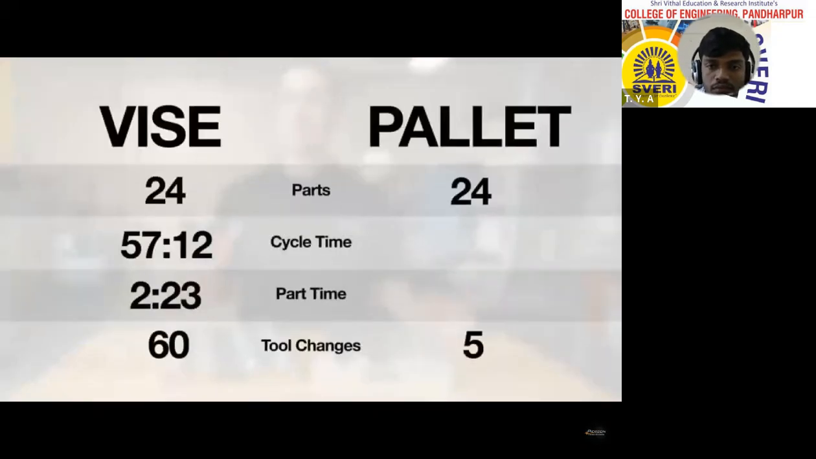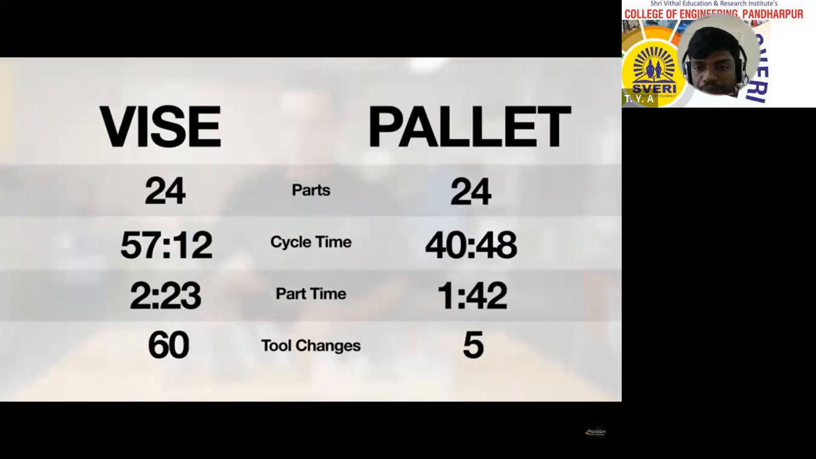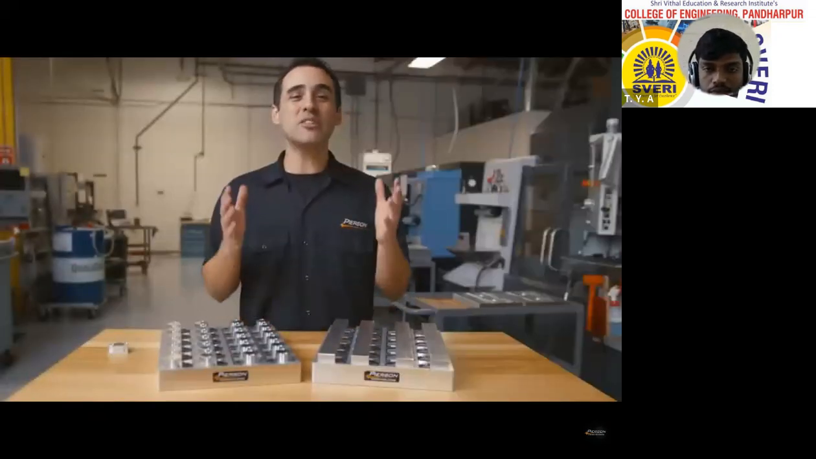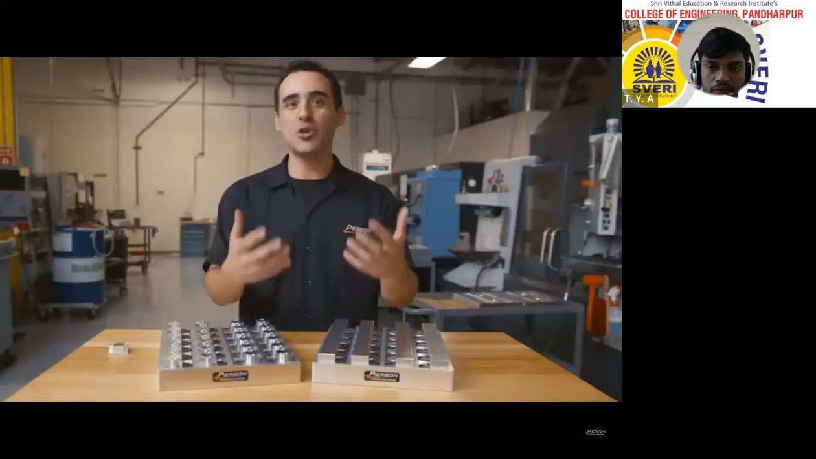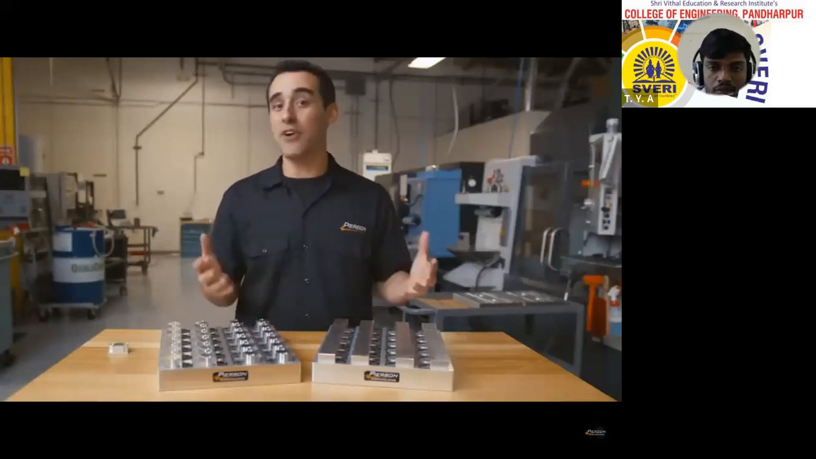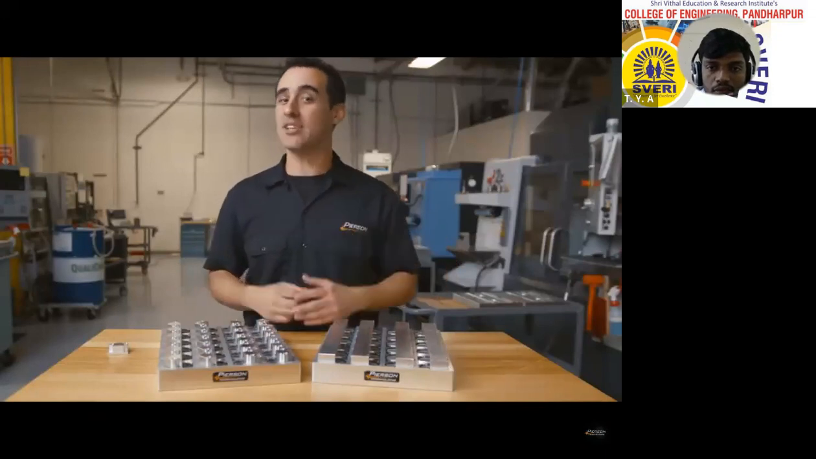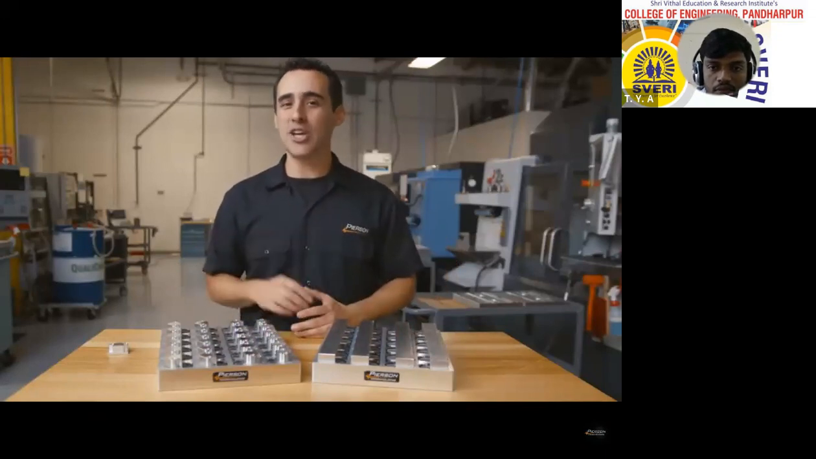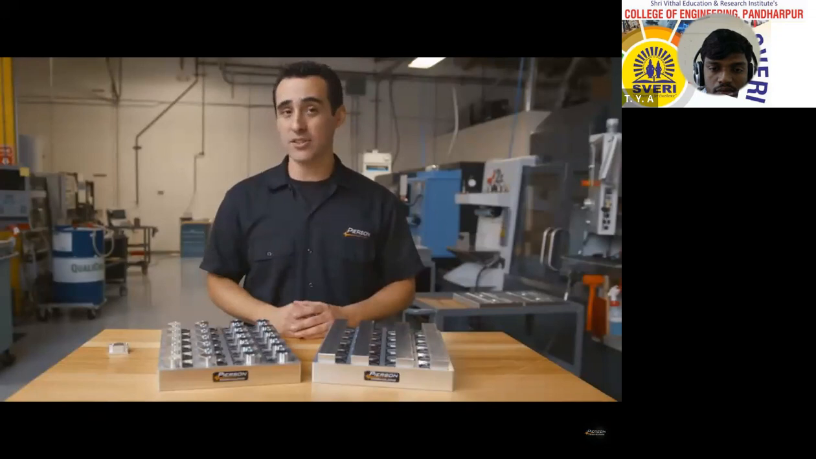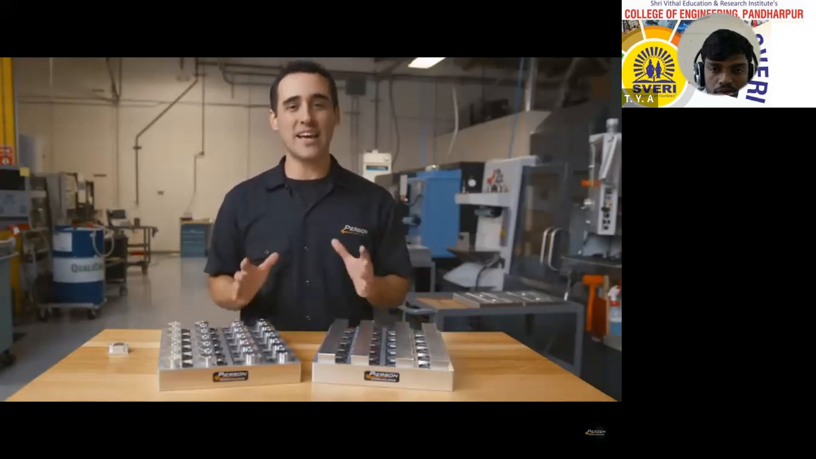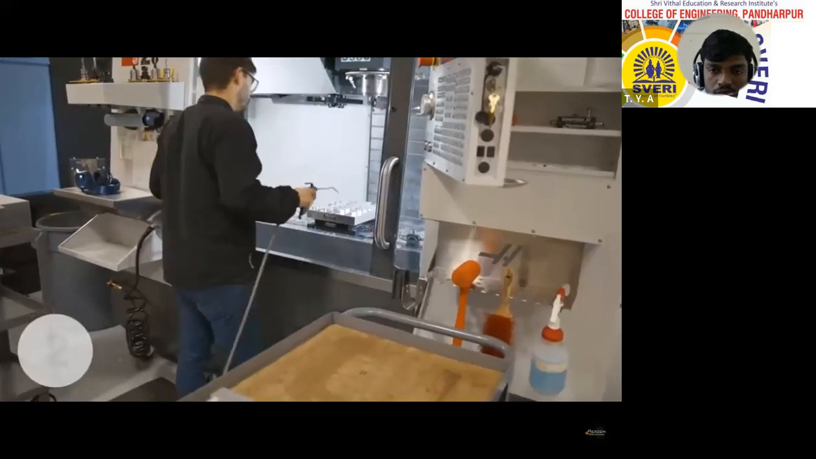Now, all these benefits added up to a cycle time of 40 minutes, 48 seconds for the entire pallet. This works out to 1 minute, 42 seconds per part. And it doesn't end there. Think about how much time it would take to change 2 parts in and out of a vise every 5 minutes. Now that depends on the operator, but I can tell you changing this pallet of 24 parts only takes about 20 seconds with cleaning.